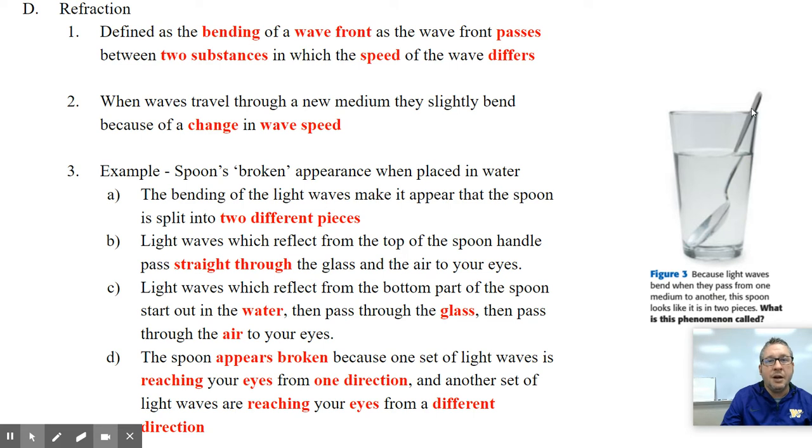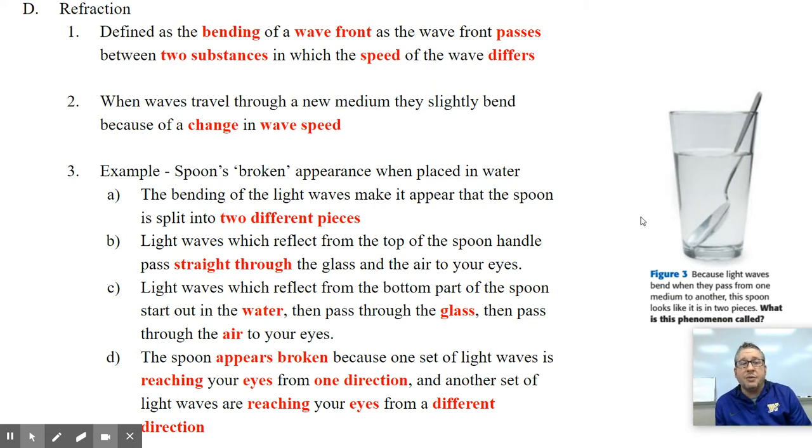See this image here on the right-hand side, the spoon appears to be broken in half. That's because the bending of the light waves make it appear as though the spoon is split into two different pieces. Again, we have a medium of air, which is this piece, where it's located, and liquid, which is where this portion of the spoon is located.